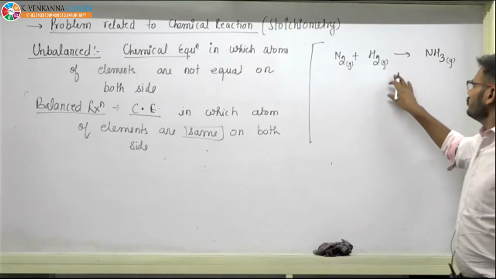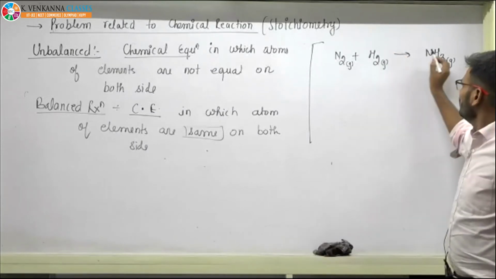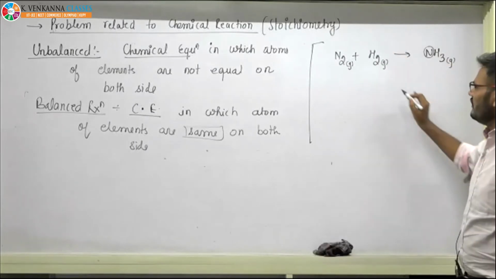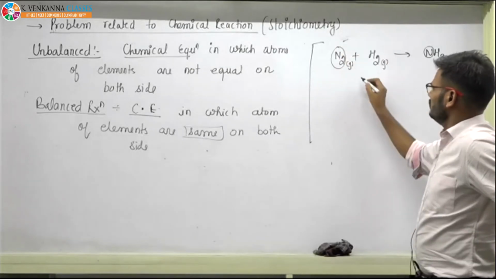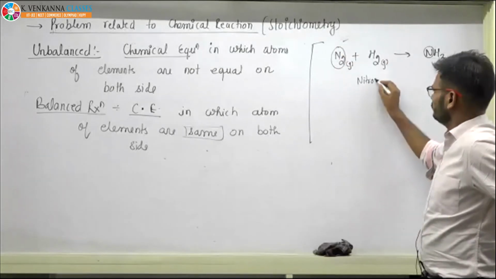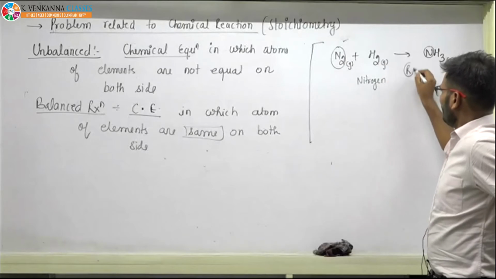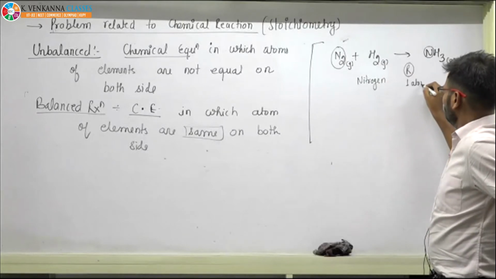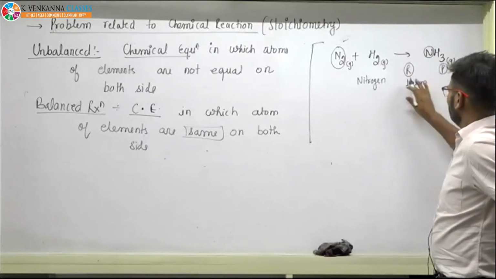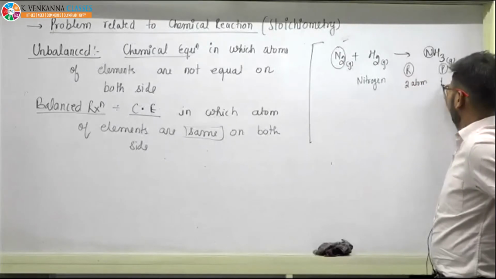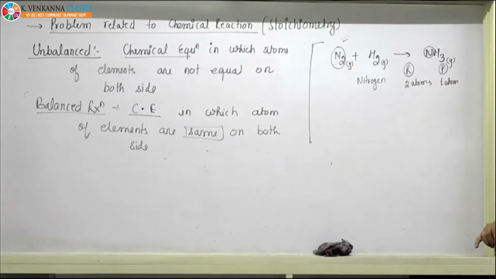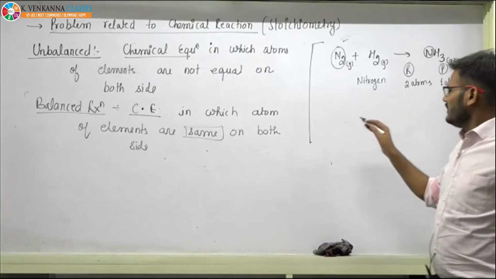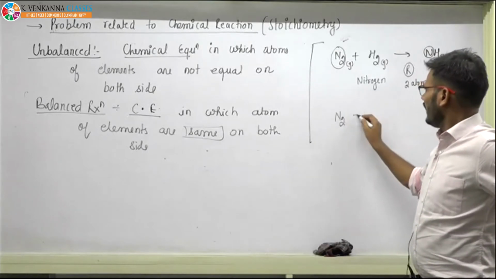This is unbalanced, because if you see nitrogen on the reactant side, it is only one atom, while on the product side there are two atoms of nitrogen. Here it is one atom. So it is not balanced, beta. To balance it, you can write it like this.